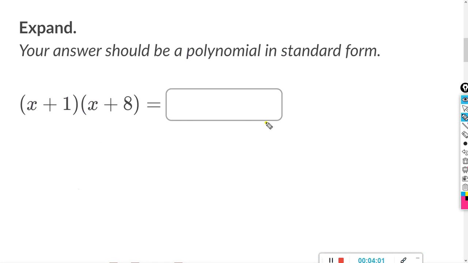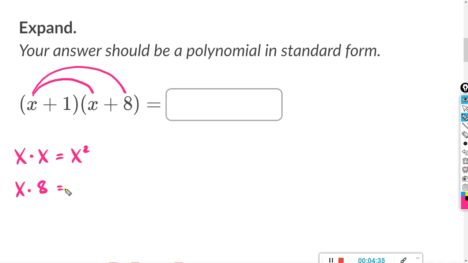So you don't have to use FOIL for these. You can also just use the basic distributive property. I'm pretty sure all of these problems are the same. So let's try one just using the distributive property. Let's distribute the x. We have x times x, and that's going to be x squared. And then again, distributing the x, we have x times positive 8, and of course, that's just 8x.